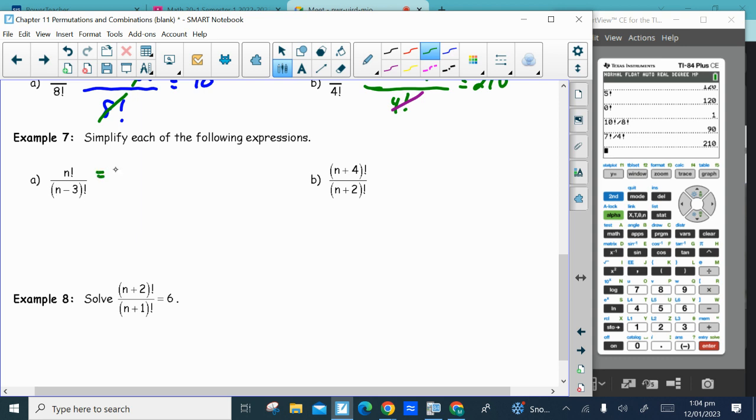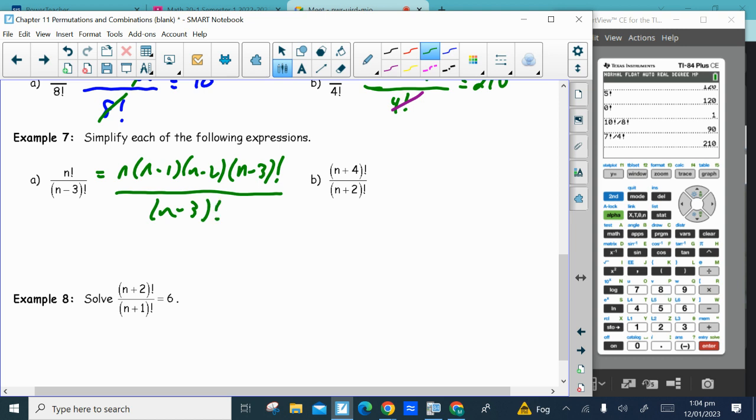factorial. That is the same as n times n minus 1, and we can keep going as long as we want, but I'm going to stop at the n minus 3 and put a factorial on the end of that. Just like above, whenever you expand, the last number, or in this case, the last factor, has a factorial on the end.